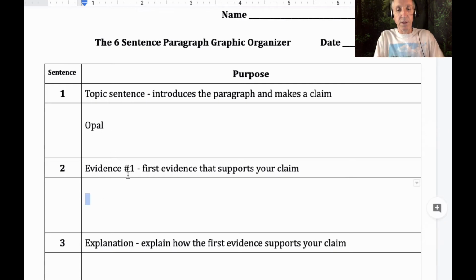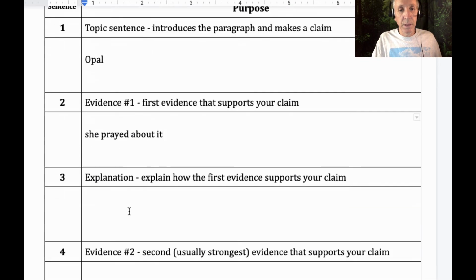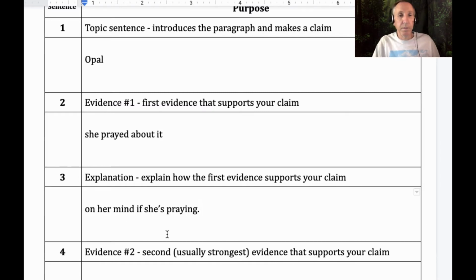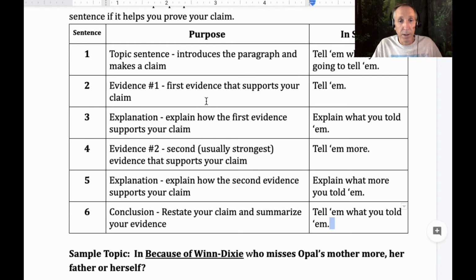What was my first evidence? I remember that she prayed about it. Okay? How is that going to explain it? Well, I know what's on her mind if she's praying. So there's my first 3 sentences. I've got a topic, some evidence, and I'm going to explain it. Now, what does that look like when I go to write the paragraph?